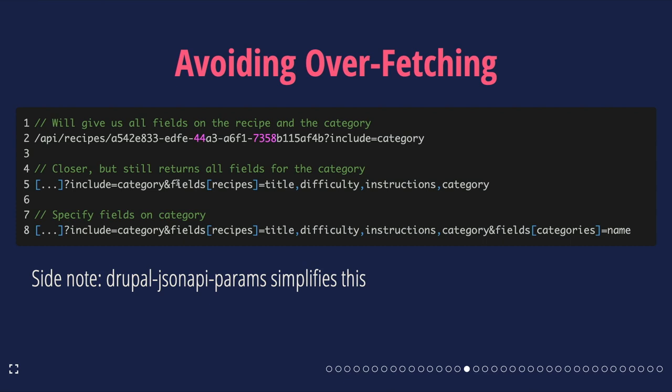So we can say fields recipes, title, difficulty, instructions, and category if we wanted those. That's still not quite enough, though, because we will get back all of the data for the categories if we do that. So still a lot more than we need, especially if we're just printing snack on the screen. So we would have to say fields recipes, list out all those fields, and then fields categories, and say that we just want the name. So it's totally possible to do that with JSON API, but you have to be familiar with the spec and Drupal's implementation of it. You have to construct that query string when you make your request. There is a great library out there, Drupal JSON API Params, that provides some helper utilities to make adding those query string parameters easier. But you have to have found that library somehow.